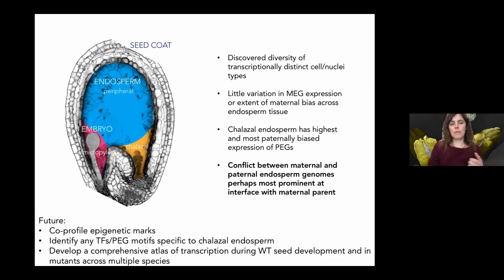In the future, we'd really like to now expand, not look at just transcription, but at things like DNA methylation at the single cell level to try and pair these data. We're looking to see if there are transcription factors specifically expressed in the callosal endosperm that might explain this upregulation of the paternal genome that we see. And ultimately, we'd like to extend this throughout seed development. We've just looked at one stage here, and in multiple species as well.